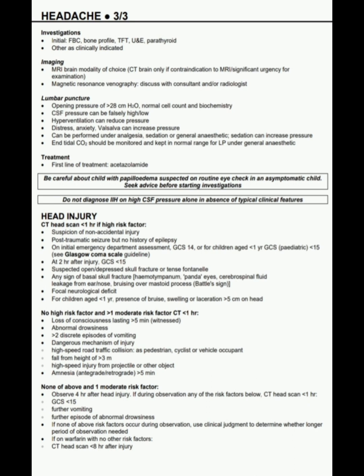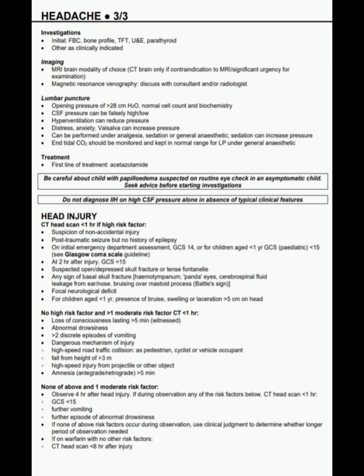Treatment. First line of treatment is acetazolamide. Be careful about children with papilloedema. Suspect on routine eye check in an asymptomatic child. Seek advice before starting investigations. Do not diagnose idiopathic intracranial hypertension on high CSF pressure alone in absence of typical clinical features.